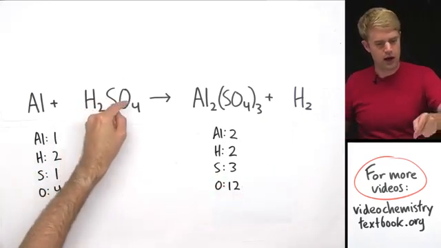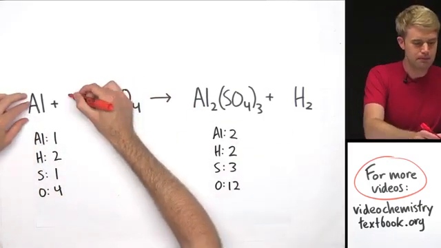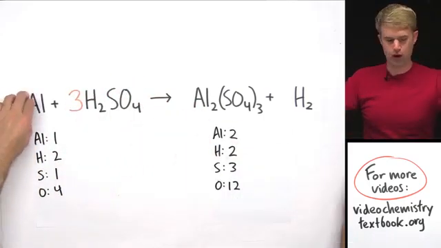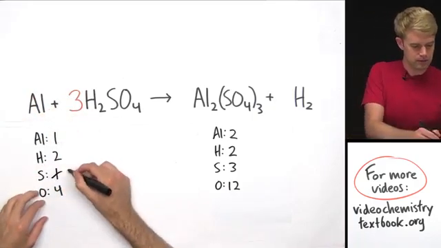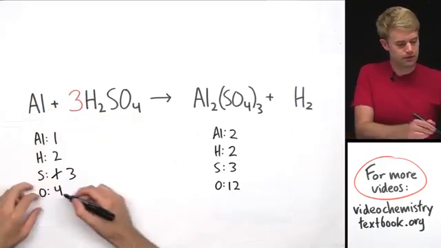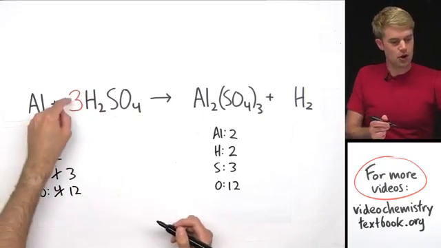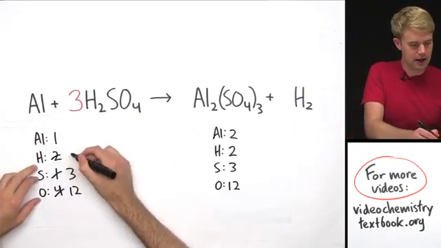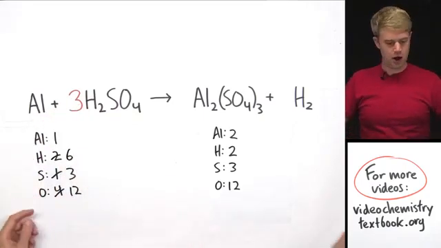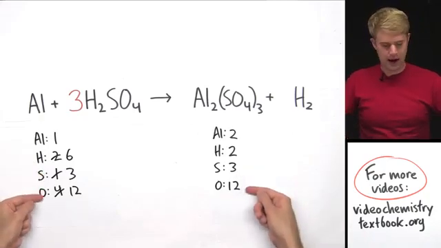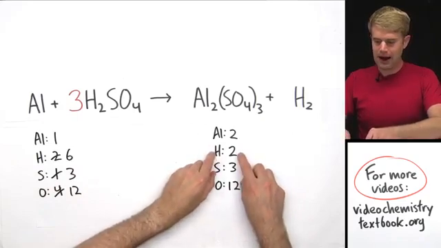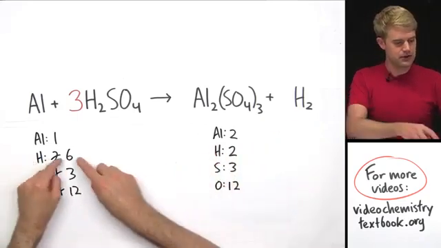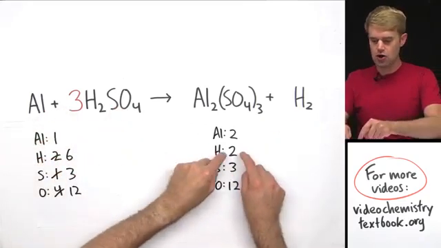So I've got sulfur and oxygen there. So I'm going to start by putting a 3 in front of that. Okay? That's then going to give me 3 sulfurs and 3 times 4, 12 oxygens. And it's also going to give me some more hydrogens. Okay, so now I got 6 hydrogens. Okay, so we got the sulfur and the oxygen to balance now just by multiplying by 3. Now my hydrogen doesn't balance. I have 6 on this side, 2 on this side.